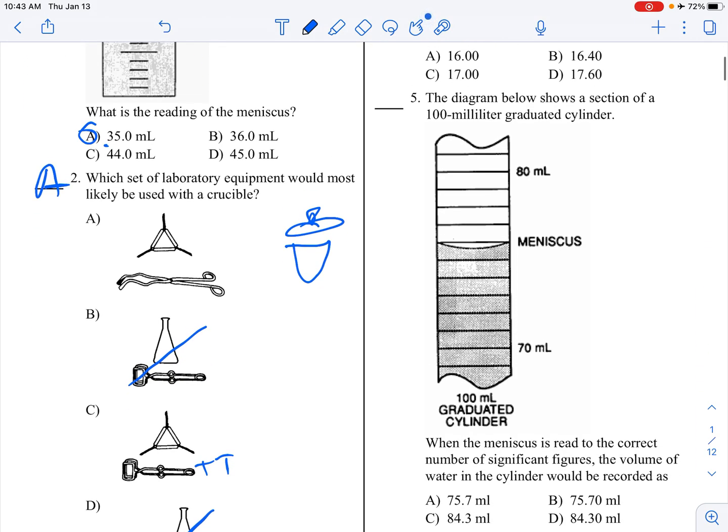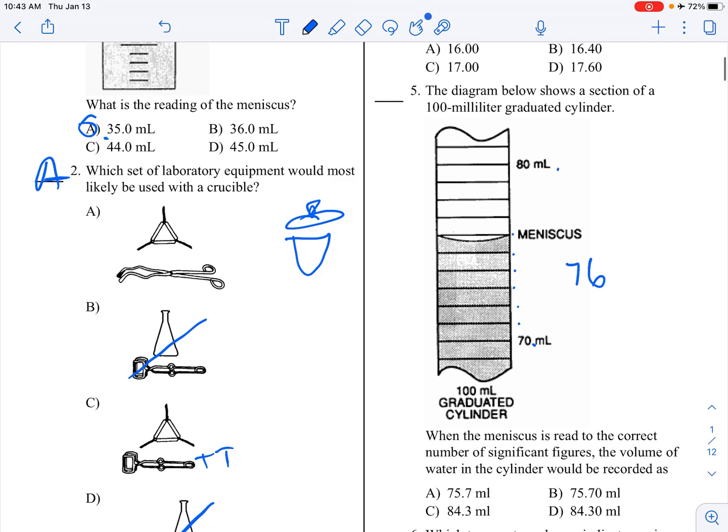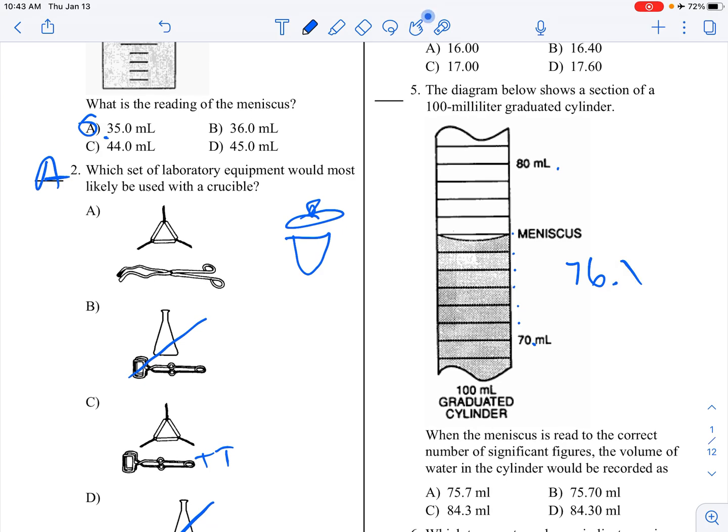Okay, so another graduated cylinder. Here's 70, here's 80. So this is 71, 2, 3, 4, 5, 6. We're sure of the ones, but we're not sure of the tenths. So we cannot go to 2 decimal places. We can only go to 1 decimal place.